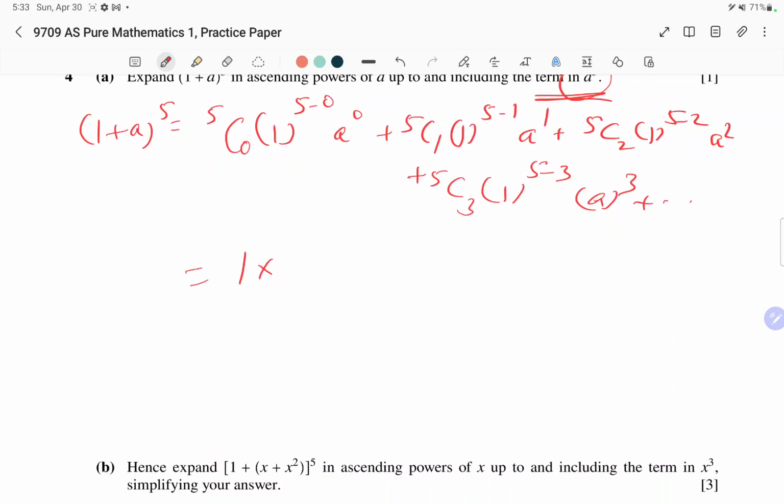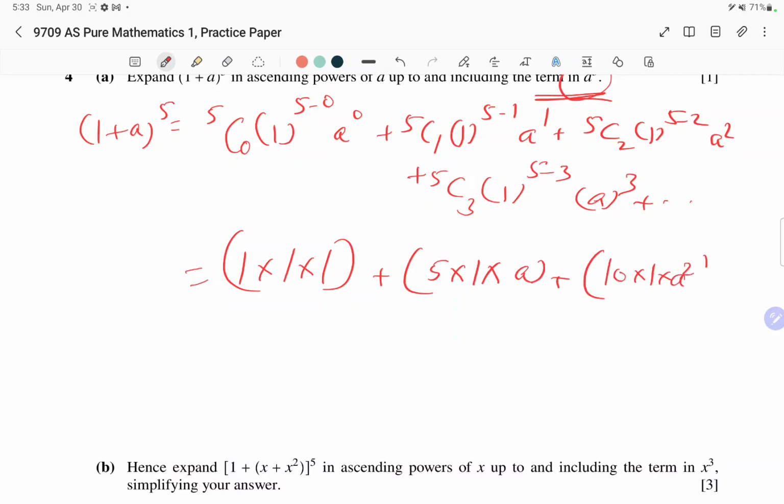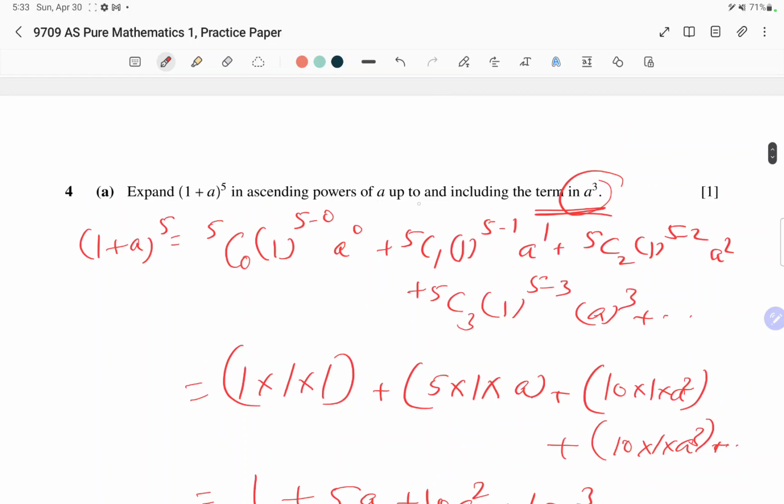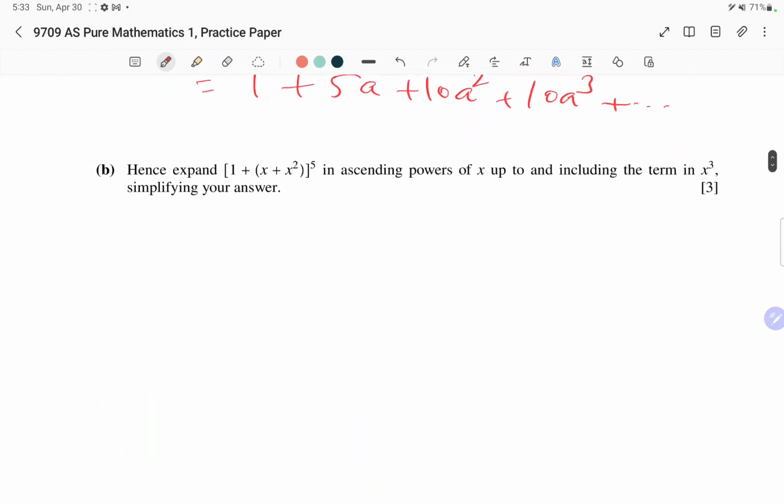So 5C0 is 1, 1 to the power 5 is 1, a to the power 0 is 1. 5C1 is 5, 1 to the power 4 is 1, then this is a. 5C2 is 10, then 1, then a squared. Then 5C3 is 10 into 1 into a cube, and it goes on. So I got 1 plus 5a plus 10a squared plus 10a cube and so on. It is for 1 mark, it should be for 2 marks.